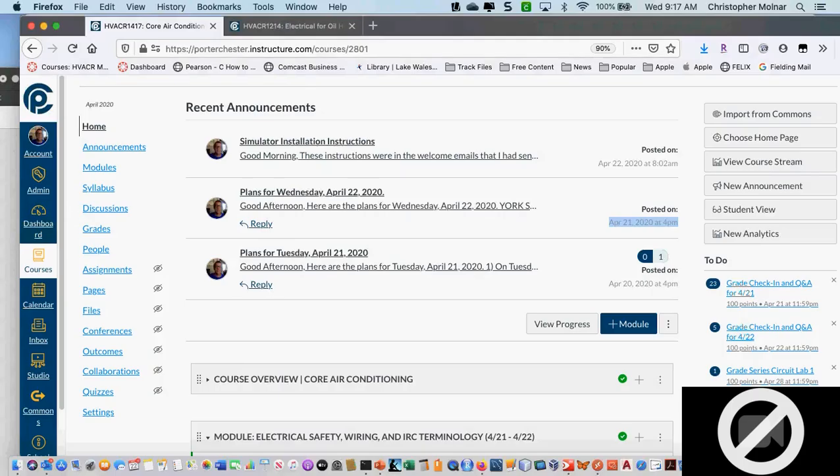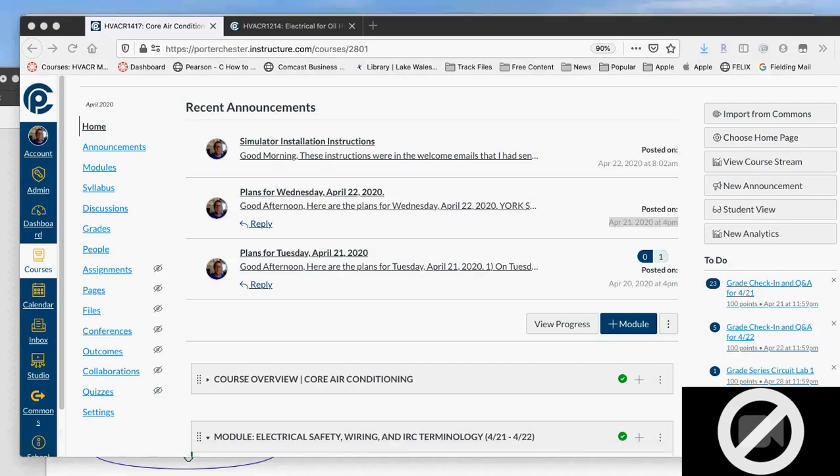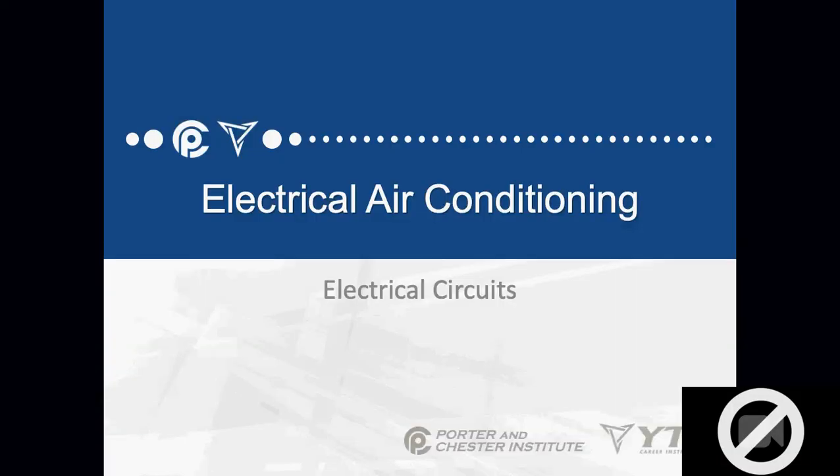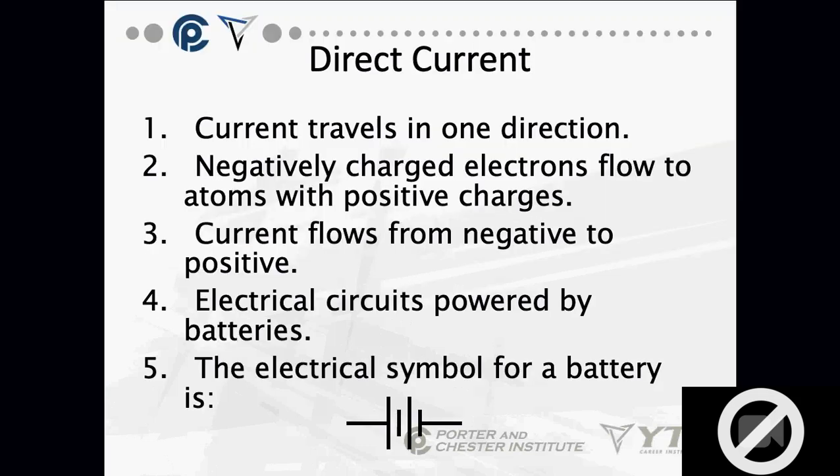Having said that, let's talk a little bit more about series and parallel circuits. Again, some of this is repetitive. It's designed to be. I'm going to play 20 questions as we go through this also. Talking about electrical circuits, because this is the core of air conditioning. With a direct current circuit, current travels in one direction, and you saw that when we've been messing around with the simulator.